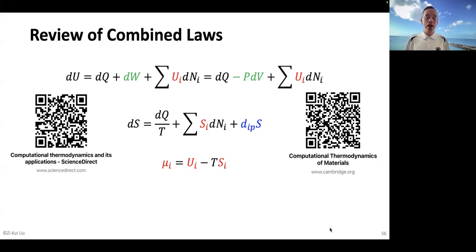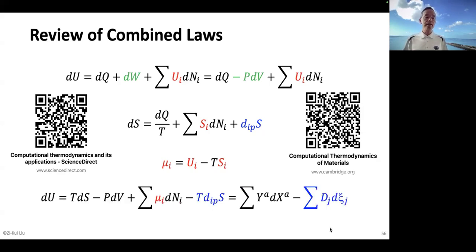One of the most important outcomes of defining Ui and Si is that now we can define the chemical potential. This equation again was presented in 2020 in the paper shown on the left QR code here: mu i equals Ui minus T Si. Again, Ui is a partial internal energy, Si is a partial entropy of component i.